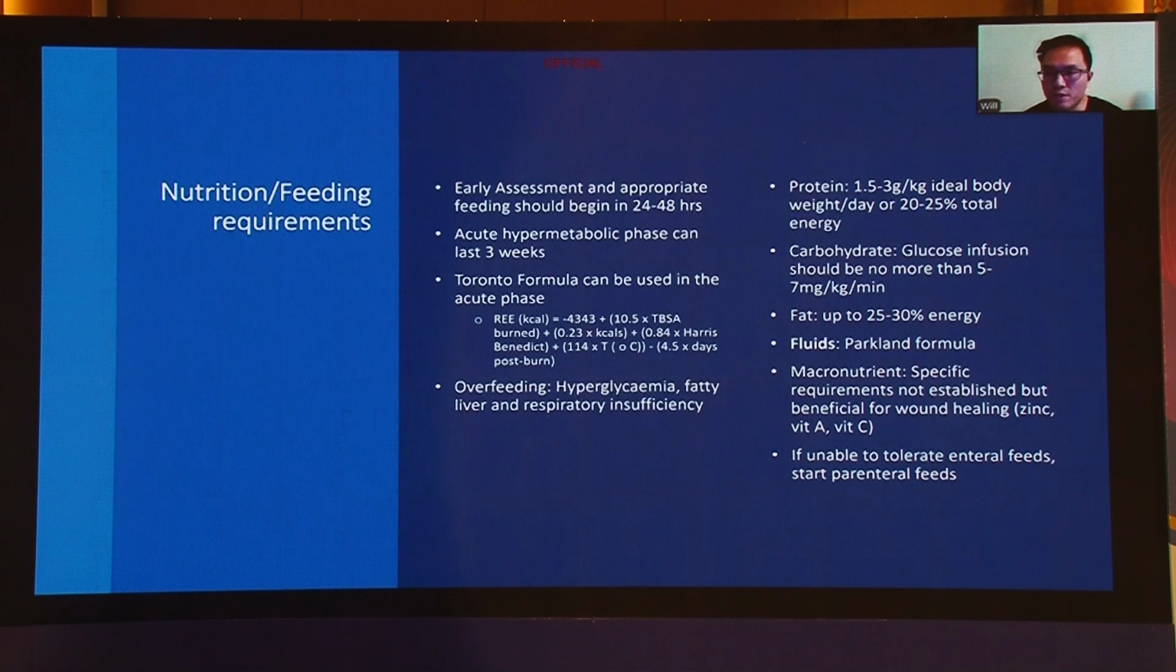I'll go through fluid intake, but we use the Parkland formula for that. There are no specific requirements for macronutrient supplementation, but we know that to promote wound healing, you might want to consider zinc, vitamin A, and vitamin C. But also note that we don't want to give them excess amounts of macronutrients, which can affect other vitamins and minerals as well. If patients are unable to tolerate enteral feeds, then you might need to consider parenteral feeds, such as TPN, so an intensive care unit, ICU, might be required.